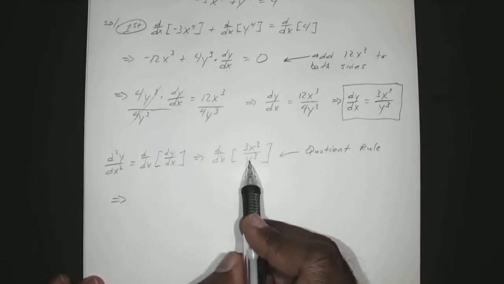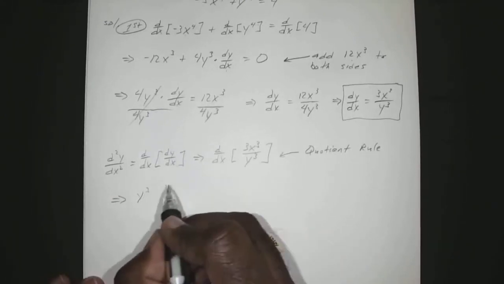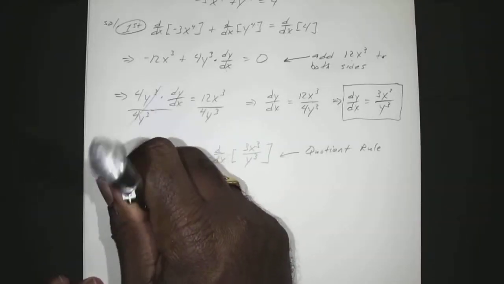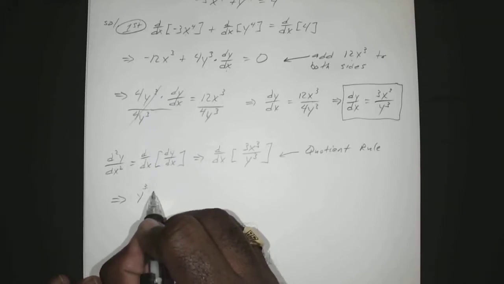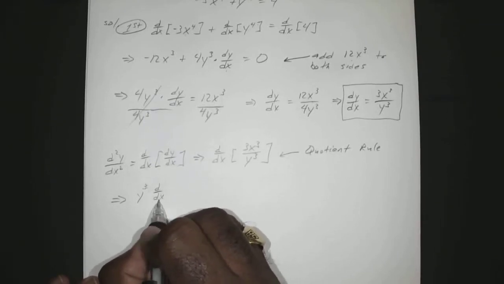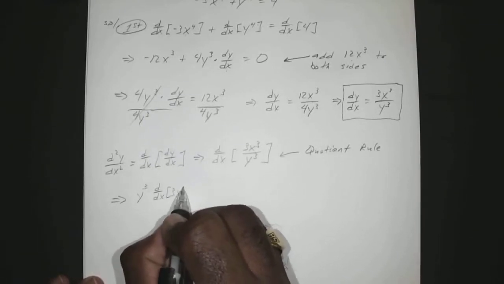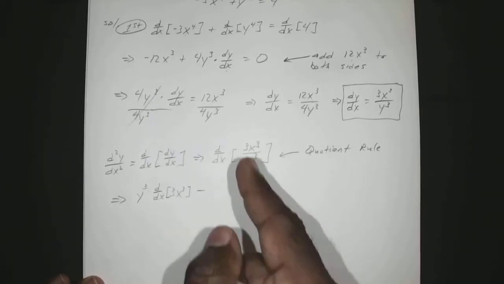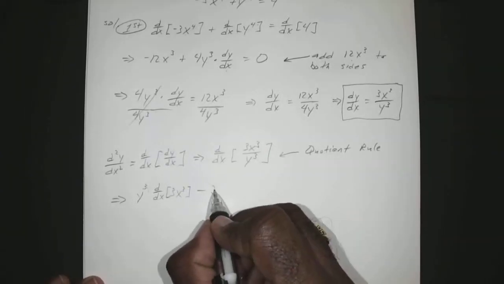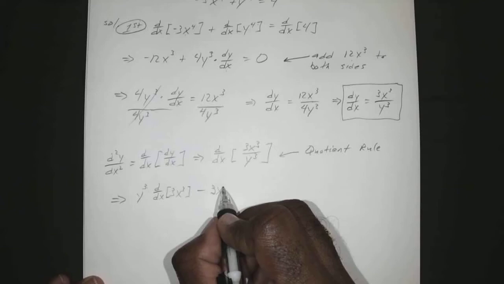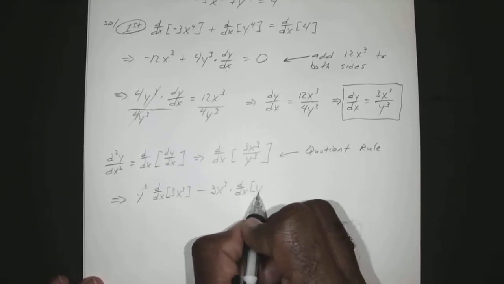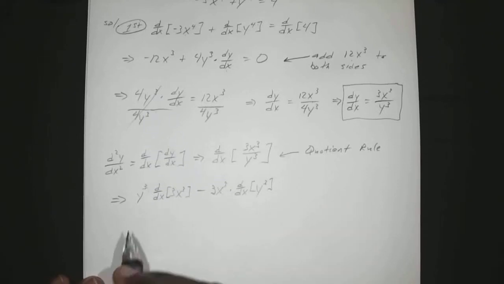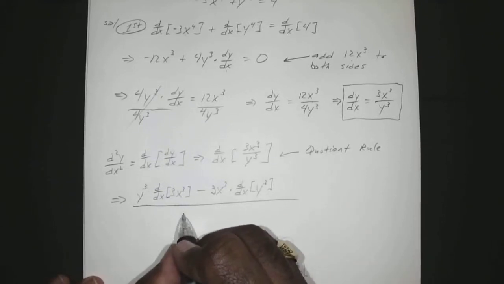Okay, which means you have our denominator. Let's clean that 3 up a little. Times the derivative of our numerator minus our numerator times the derivative of our denominator, all over our denominator squared.